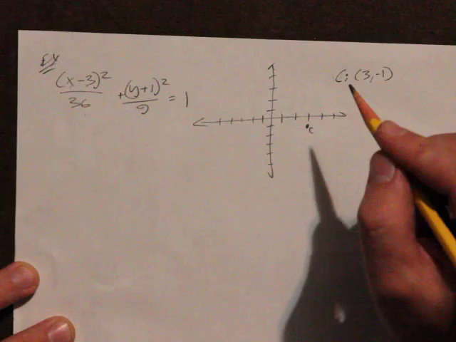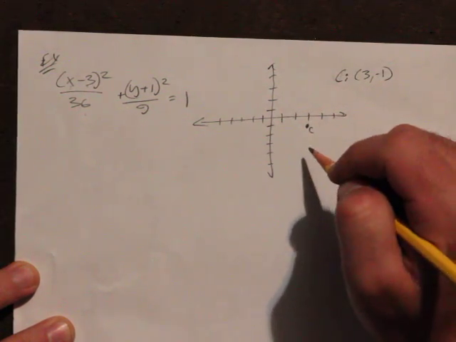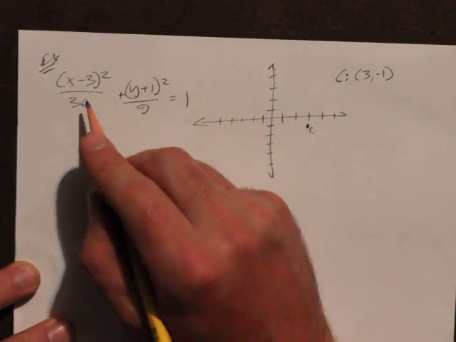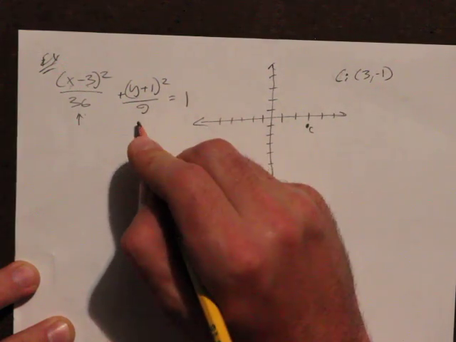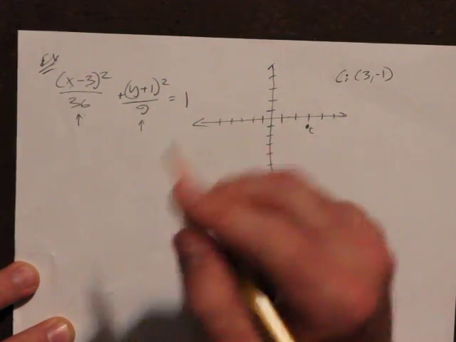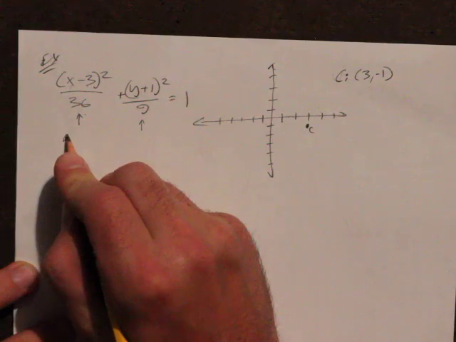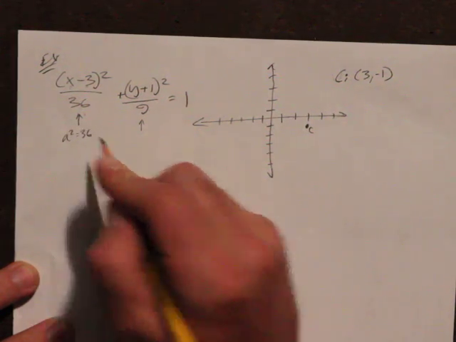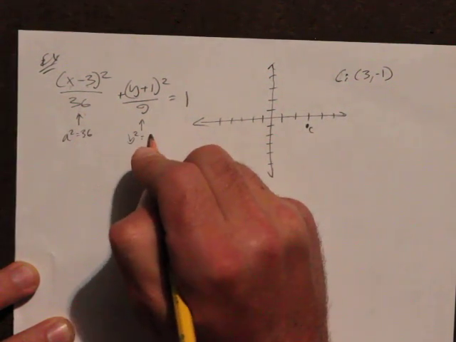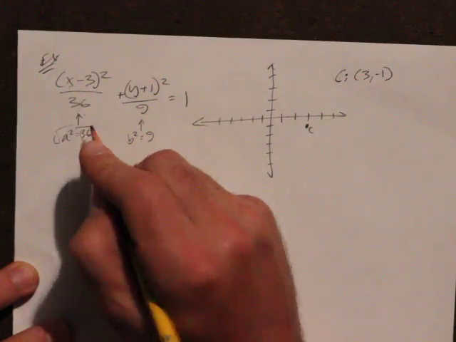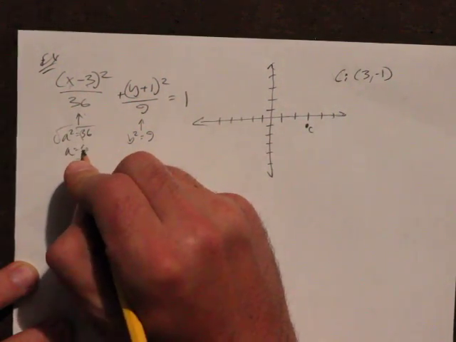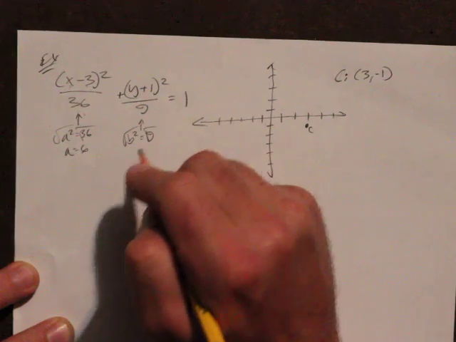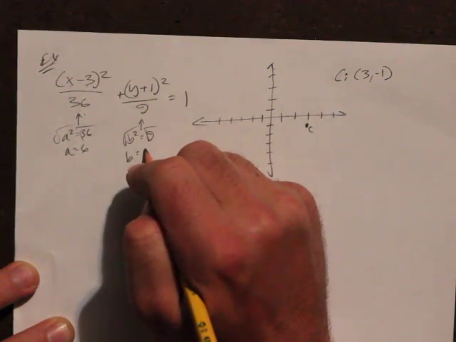All right. Now I need to find my a value and my b value. So this one is going to give me my a value. This one is going to give me my b value. So a squared equals 36. b squared equals 9. So I'm going to take the square root of both of those. a equals 6. b equals 3.